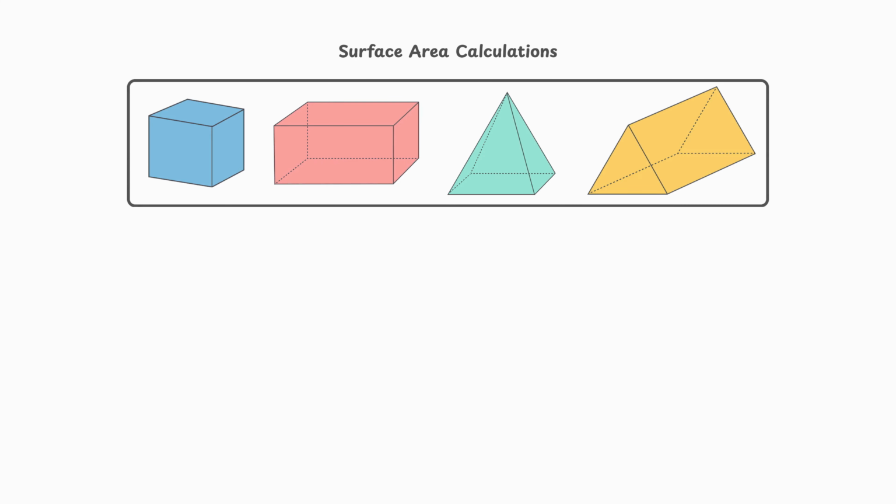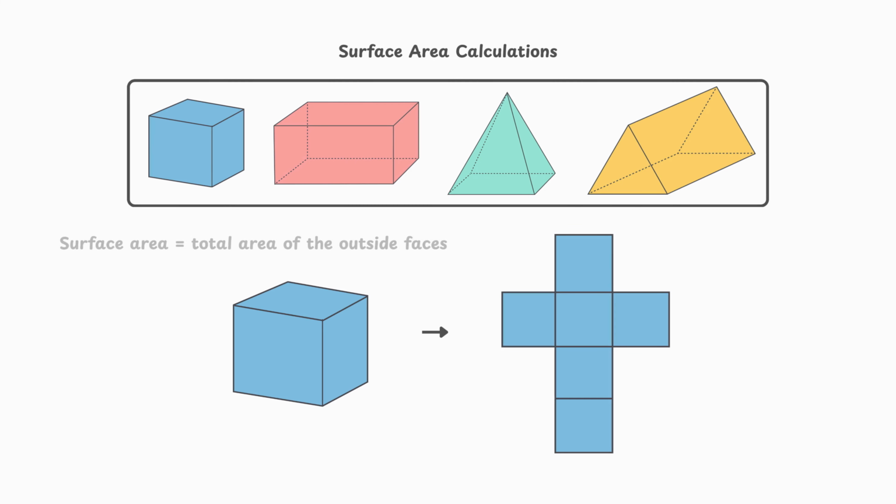Let's get started. Today, we are going to begin learning about surface area calculations. When we talk about surface area, we are talking about the total area of all the outside faces of a 3D shape. We can see different 3D shapes. There's a cube, a cuboid, a pyramid, and a prism. Each of these shapes has several flat faces on the outside.